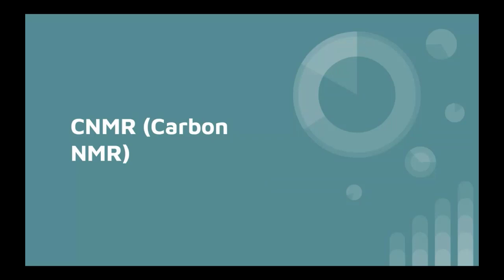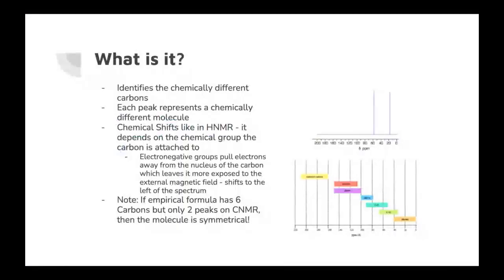And then now moving on to carbon NMR. It's going to identify the number of chemically different carbons that are available in the molecule. It's not going to tell you the number of carbons that are there because you can always have symmetry. And like HNMR, the chemical shifts are going to depend on the chemical group that the carbon is attached to. Once again, the electronegative groups will pull electrons away from the nucleus of the carbon, which is going to leave it more exposed to the external magnetic field, which is why it shifts to the left of the spectrum.